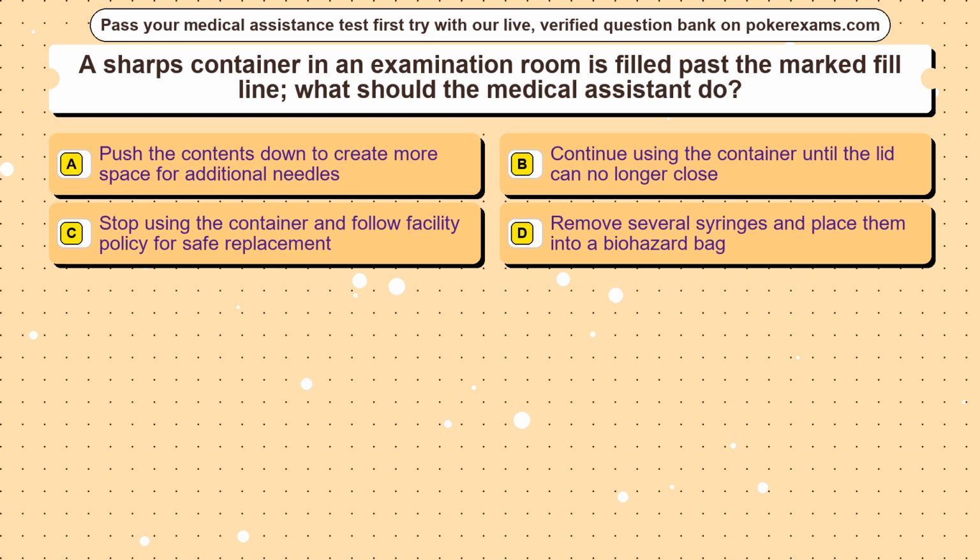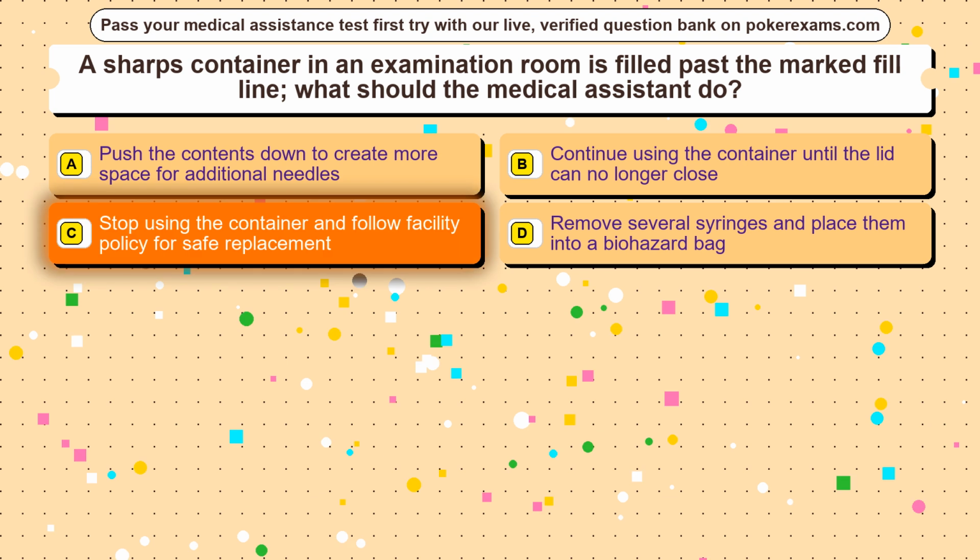Question 92. A sharps container in an examination room is filled past the marked fill line. What should the medical assistant do? Option A, push the contents down to create more space for additional needles. Option B, continue using the container until the lid can no longer close. Option C, stop using the container and follow facility policy for safe replacement. Option D, remove several syringes and place them into a biohazard bag.